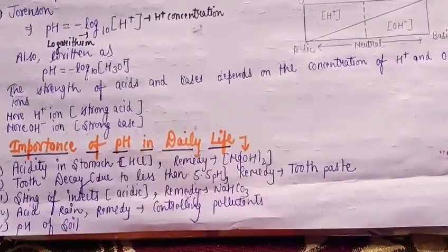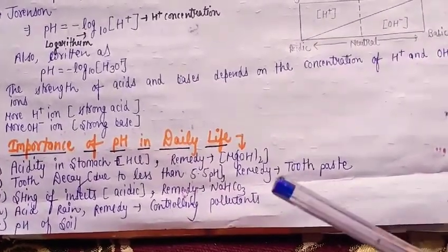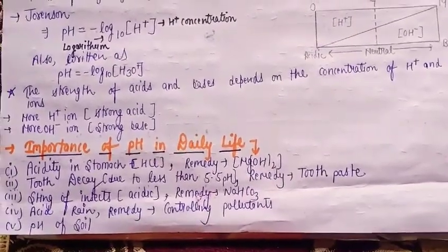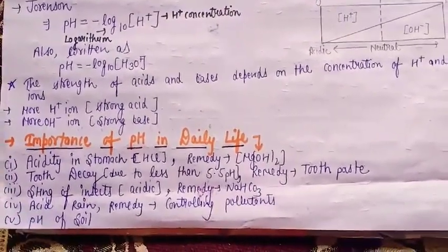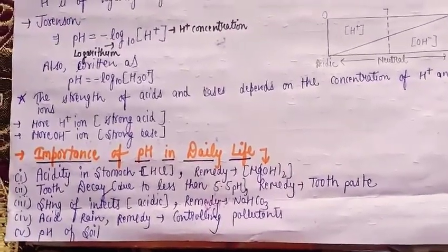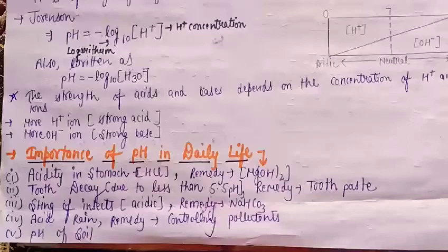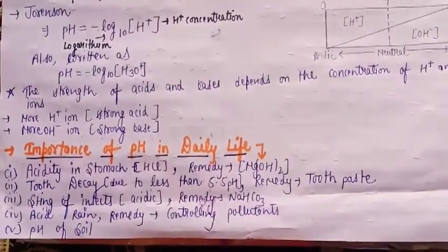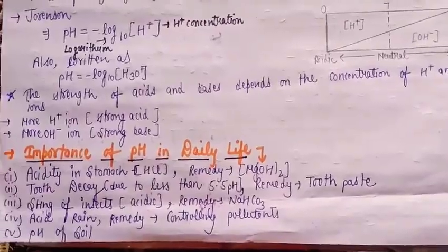So to prevent this, we take Mg(OH)2, which is known as a base, also known as milk of magnesia. What it does there is it combines with the acid, and the acid and base both combine to form a salt and neutralize the stomach. So it is also known as a neutralization reaction, as you all know.